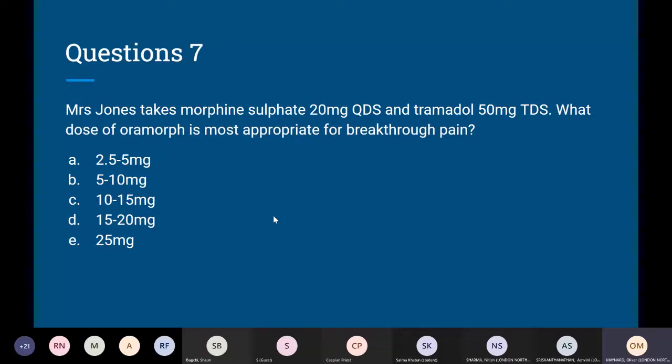However, I just wrote this because I wanted to make the calculations a bit more tricky and a bit more interesting. So it'd be interesting to see this particular combination of drugs actually on the wards, but just for a theoretical idea, how much Oromorph would they require? 2.5 to 5, 5 to 10, 10 to 15, 15 to 20, or 25 milligrams.